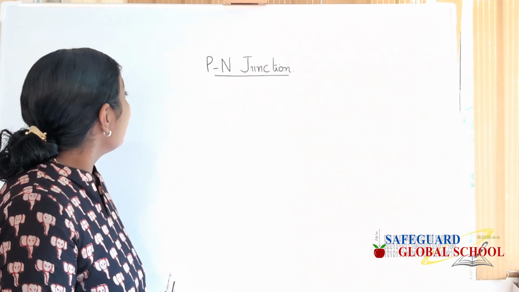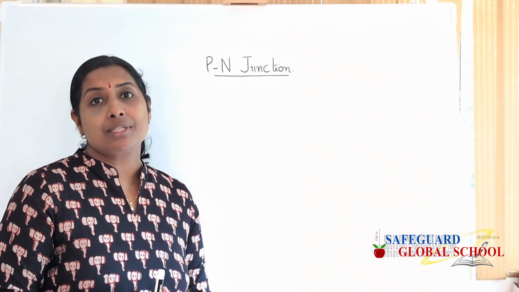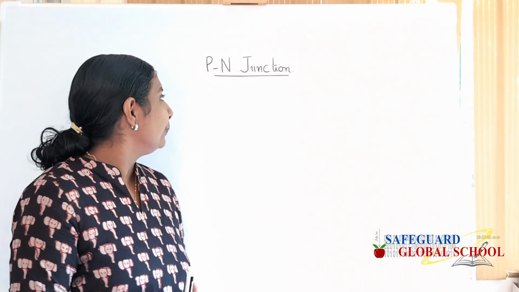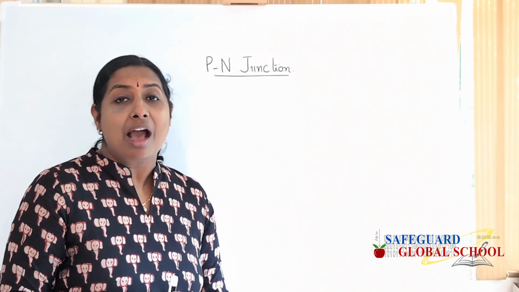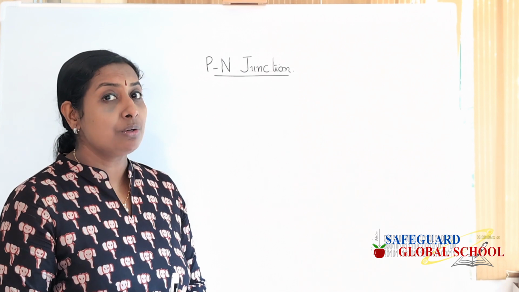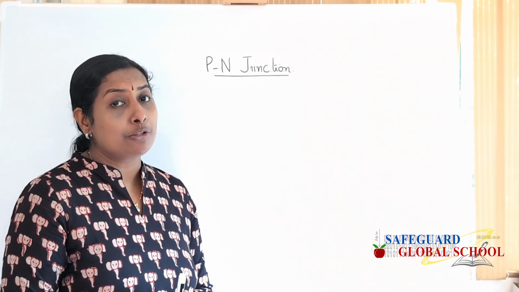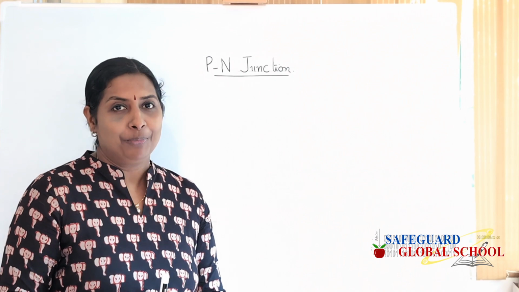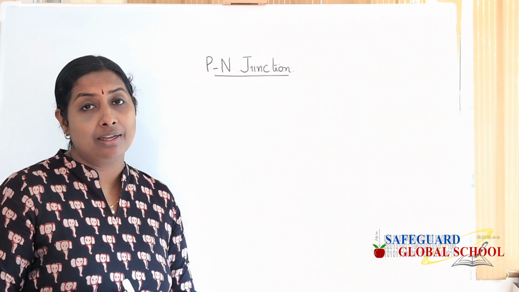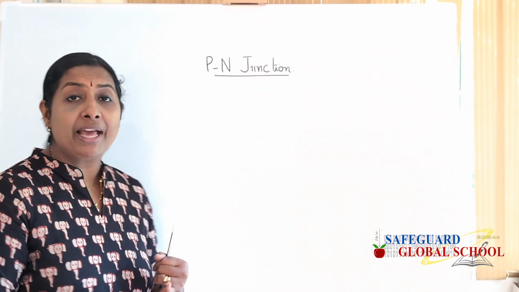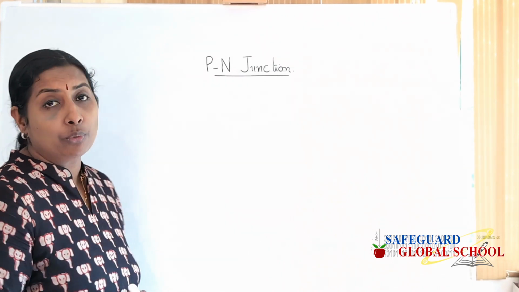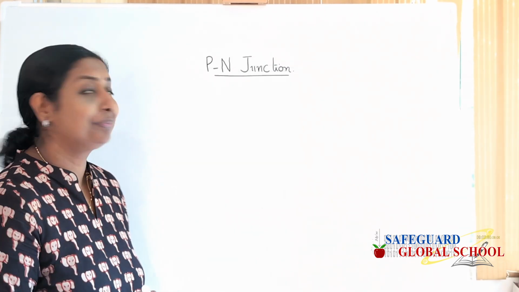So here we have to study the two processes involved in the formation of a PN junction. This question can be asked as a descriptive question for the board examination. So what's the question, children? Describe the processes for the formation of a PN junction. The processes for the formation of a PN junction are formation of a potential barrier, diffusion and drift.